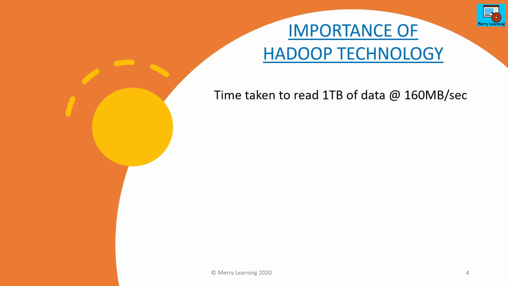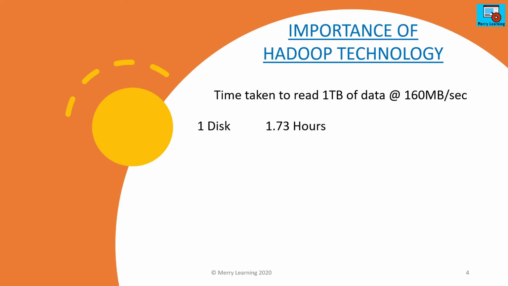If we take 160 MB per second as the speed of reading from a disk, then to read 1 TB of data from one single disk, it will take around 1.73 hours. 1 TB in the context of big data is not at all huge, but taking almost 2 hours to just read that data, this is something not acceptable.